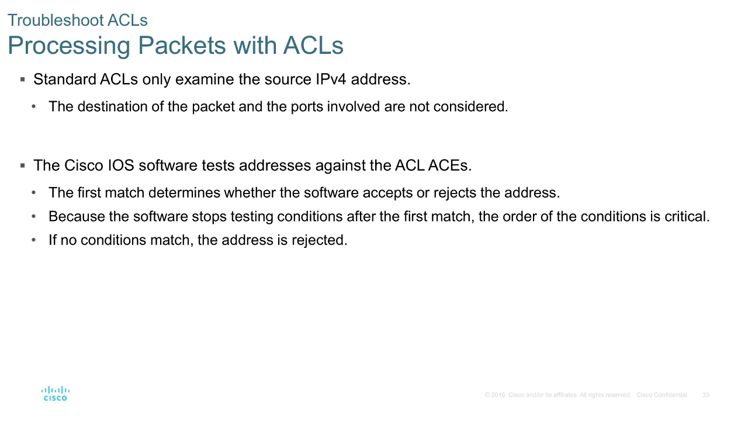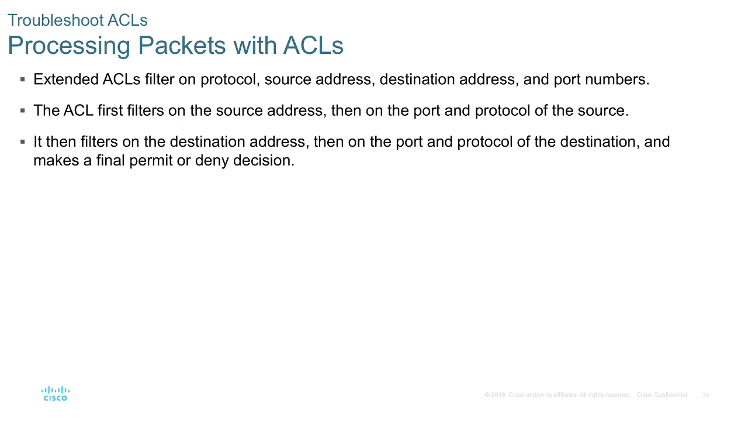So the main difference that we would see is that standard ACLs are only going to check the source IPv4 addresses. That is the only thing that is going to be checked in a standard ACL, and that is what will be tested for whether it is accepted or rejected. With an extended ACL, it will filter things like the protocol, the source address, destination address, and port numbers. All of these will be considered, and based on all of these factors, it can be allowed or denied.